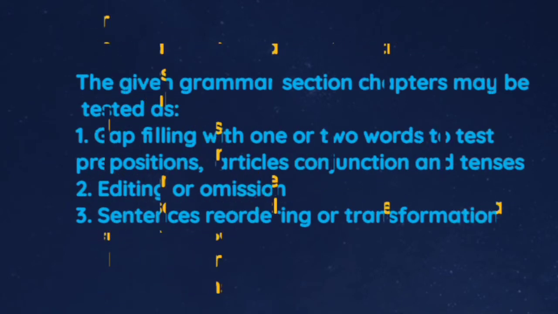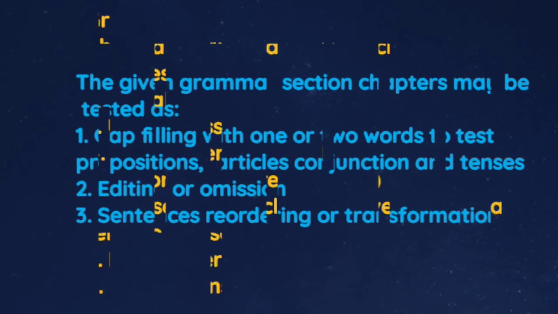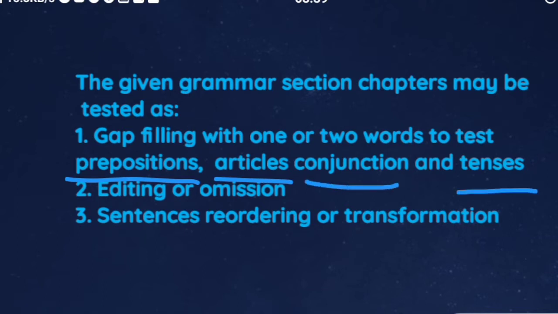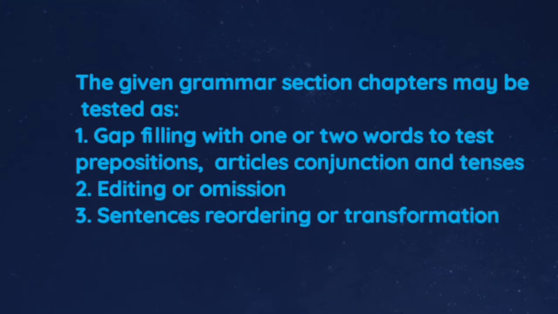So how will questions be asked regarding these chapters? In your question paper, they will be asked as gap filling with 1 or 2 words to test prepositions, articles, conjunction and tenses. Our first chapter in grammar is tenses. Second is editing or omission, means removing or adding a word to make the sentence correct or its meaning correct. Third one, sentence reordering or transformation. Reordering means arranging them in a proper group so as to make complete sense.